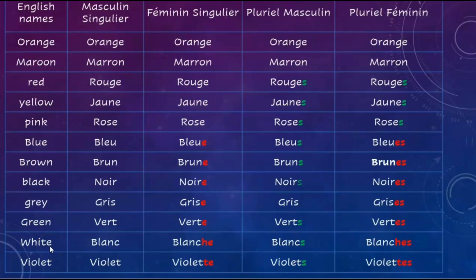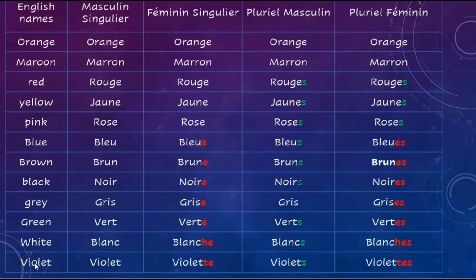White. Now these are the two exceptions, white and violet. In masculine singular, we call it as blanc. In feminine singular, HE is added and it is called as blanche. Masculine plural, S is added and pronunciation is same as masculine singular, blancs. Feminine plural, HES is added and pronunciation is blanche, blanches.